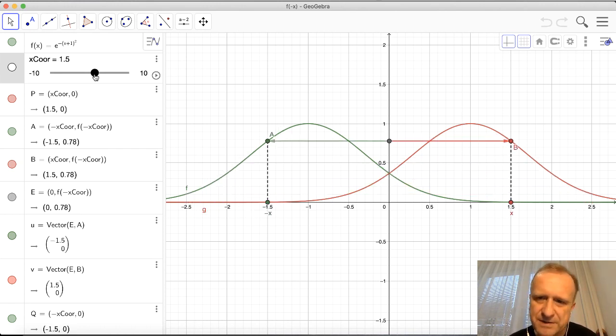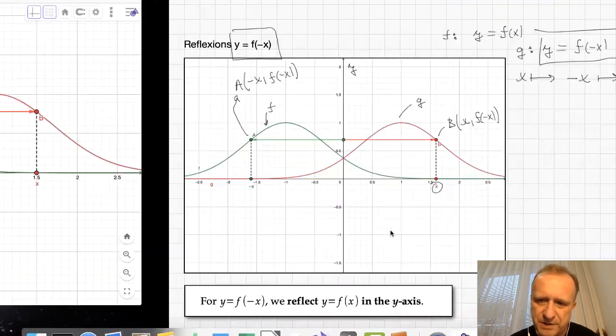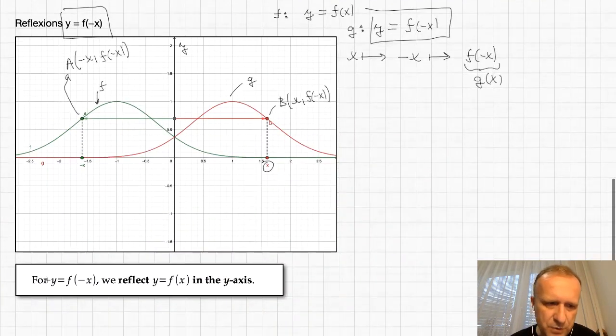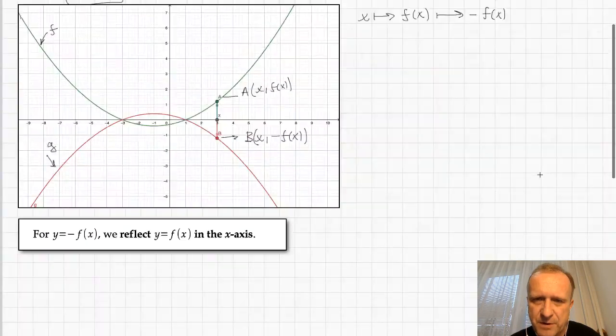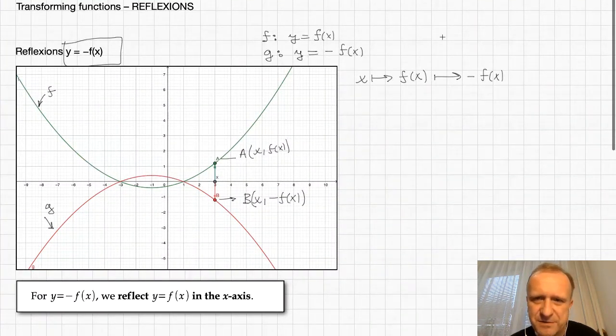So this is it. This is the model, and now we can conclude it in this sentence. For y equals f of negative x, we reflect y equals f of x in the y-axis. Okay, so this concludes the video. Now let's do the problem set.